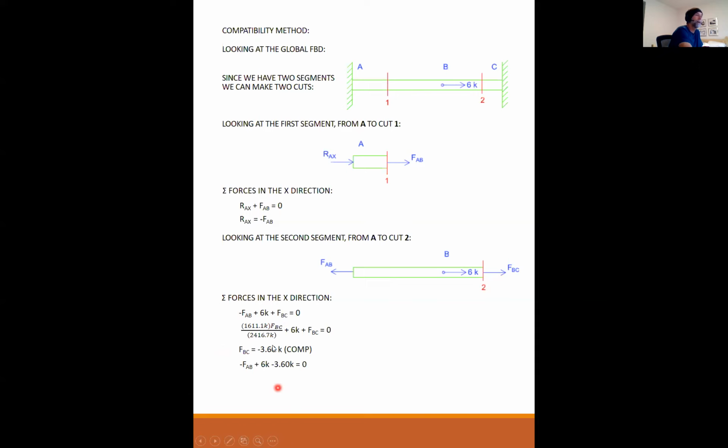Now I can go back to this equation here and plug in minus 3.6 into FBC and solve for FAB. FAB is a positive 2.4 kips, so FAB is in tension.